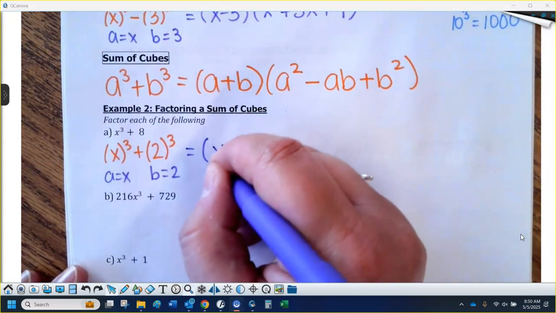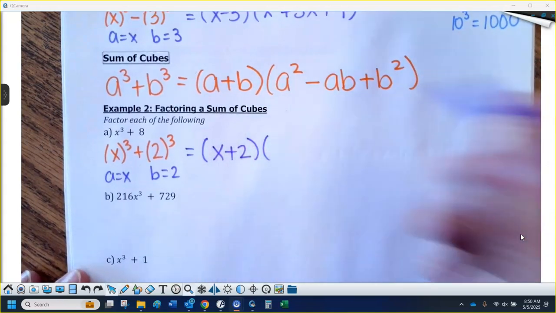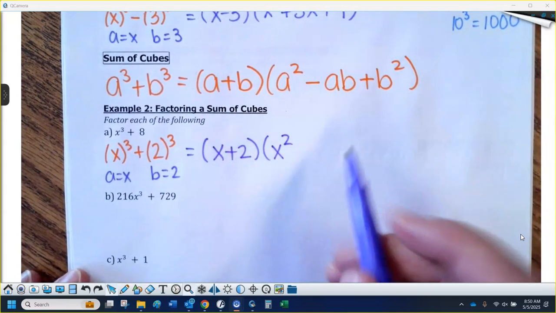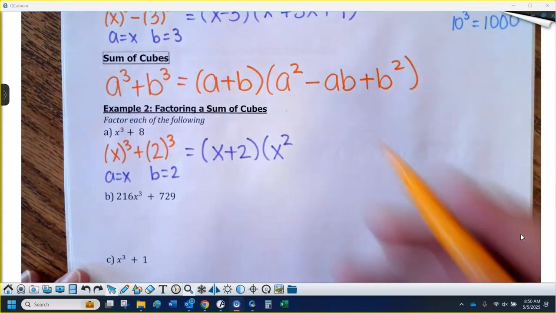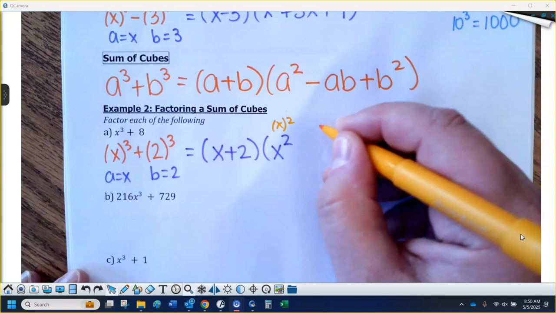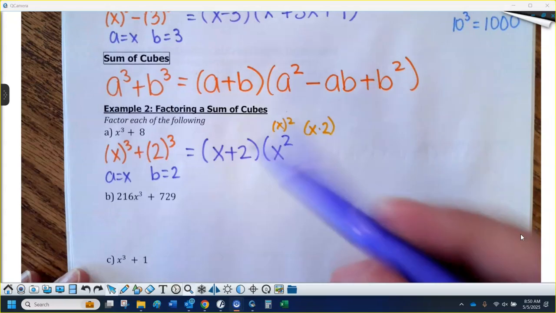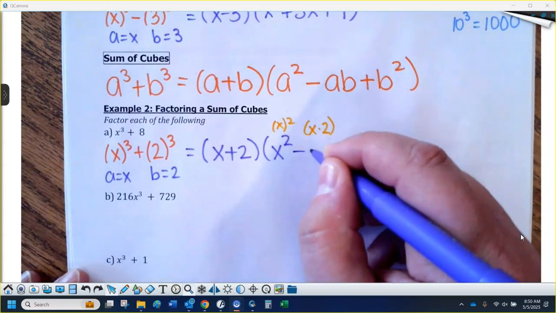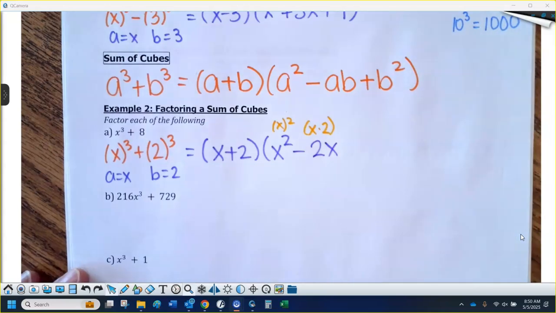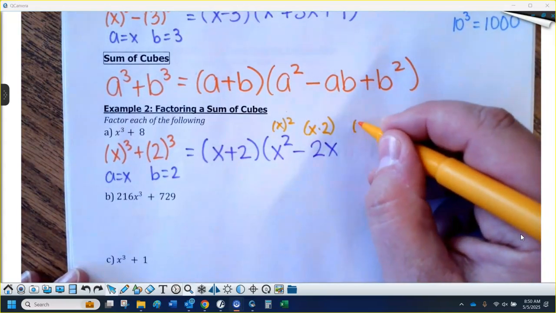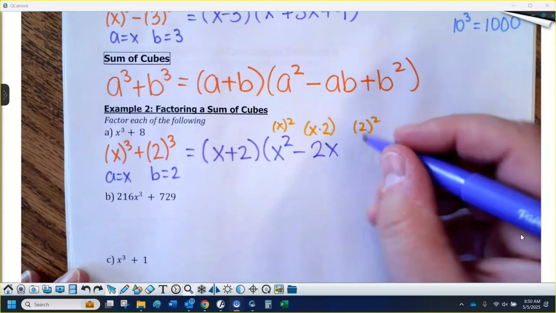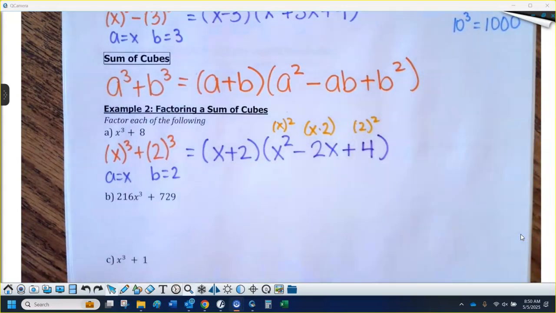So this is a plus b, so it'd be x plus 2. Now a squared would turn this into x squared. A times b, again, so this guy's x squared. A times b would be x times 2, but typically you would put, like I said before, the 2 in front of that. So this would be minus 2x, and then on the end, it's b squared, so it's going to be 2 squared. It always ends with a positive when you're working with these. The last sign is always positive. And again, if you multiplied that back out, it would give you x cubed plus 8.